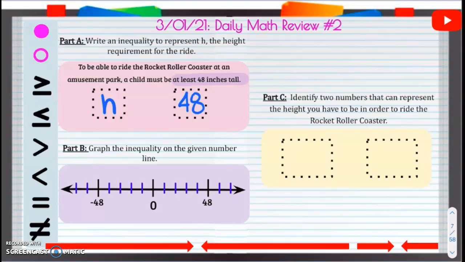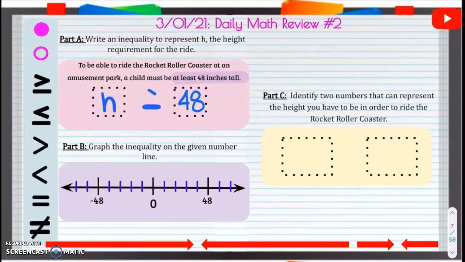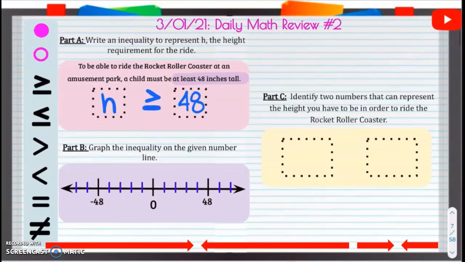So can you be 48 inches? Yes, so we are going to have that part equal to there. Can we be under 48 inches? No, because that's not safe for the ride. We have to be either equal to or greater than. So greater than or equal to 48 inches to ride the ride.